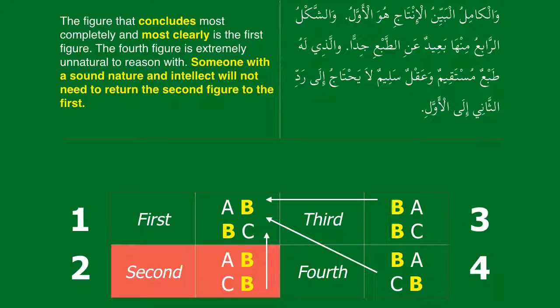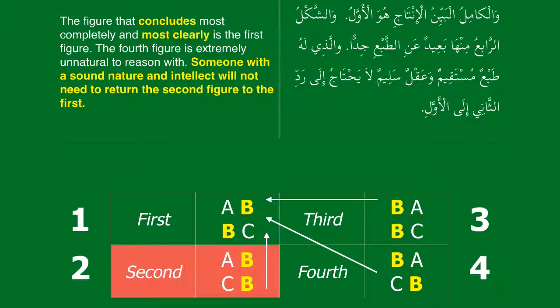So the logicians, they disagree. They disagree regarding whether it is possible to figure out the conclusion of the second, third, and fourth figures without returning it to the first, whether or not this is possible. The disagreement is strongest with the second figure, and the dominant position amongst the later logicians is that with the second figure you can actually work out its conclusion without having to return it to the first figure, but with the third you do need to return it to the first figure.